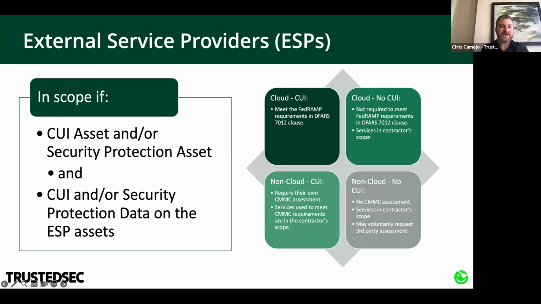The basic principle is that every applicable control must be implemented and assessed regardless of whether it's outsourced. Breaking this down by category, cloud providers that handle CUI on behalf of the contractor must meet the FedRAMP requirements from the DFARS 7012 clause.